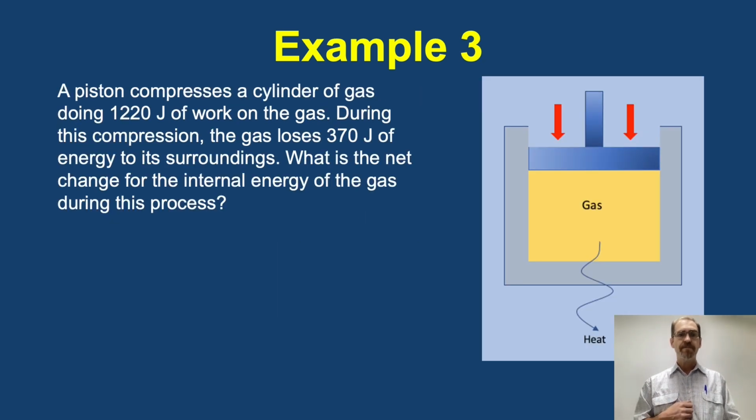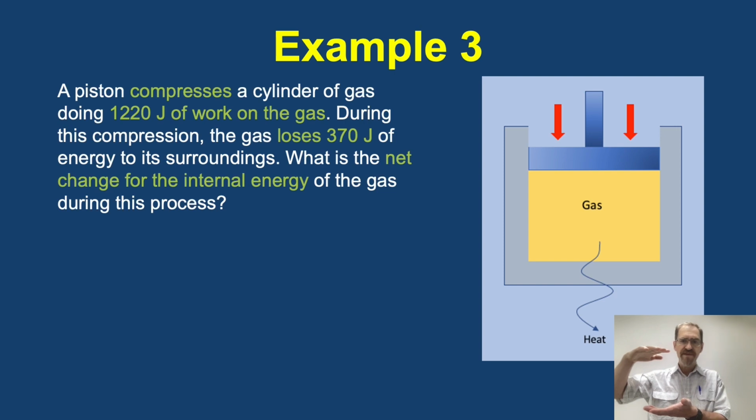Here's example number 3. A piston compresses a cylinder of gas doing 1,220 joules of work on the gas. During this compression, the gas loses 370 joules of energy to its surroundings. That's heat. What is the net change for the internal energy of the gas during this process? What's the important information? Let's highlight the question. The piston compresses the cylinder of gas. So the gas inside the cylinder is our system.